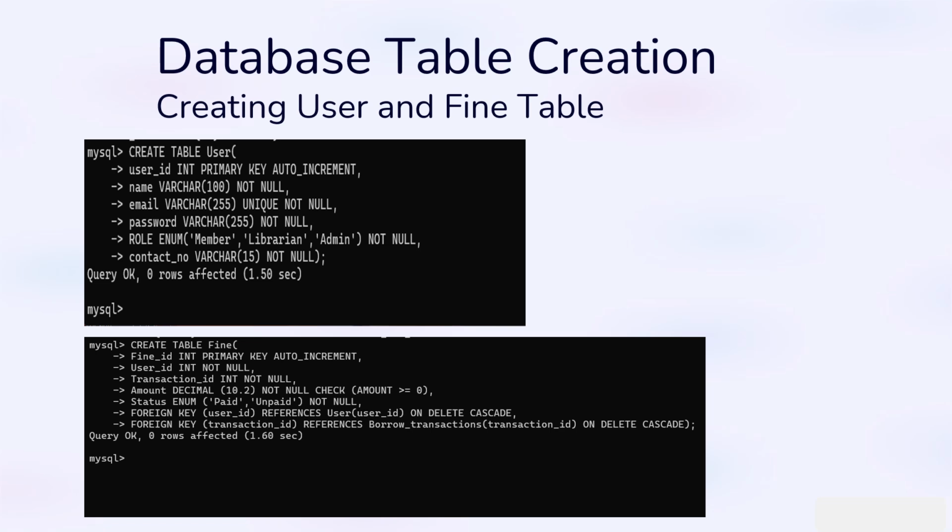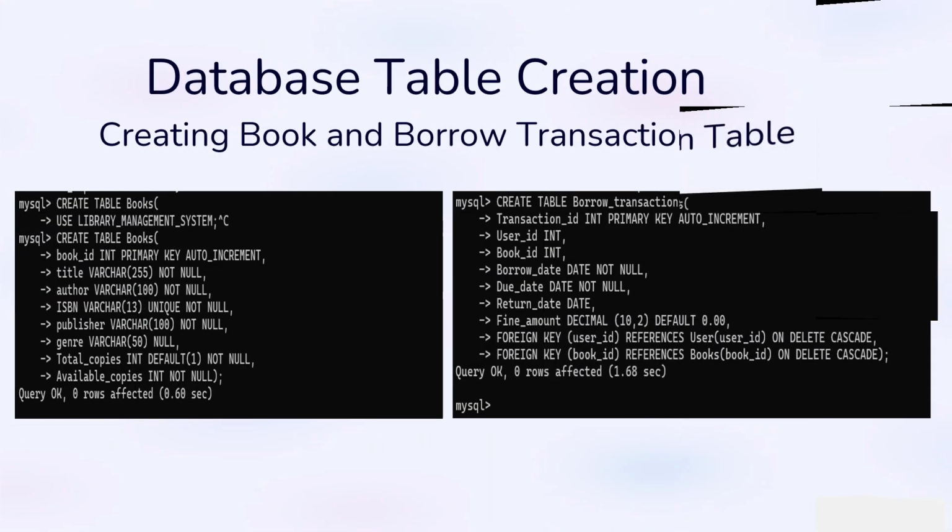Now, in creating a table for user, you have to consider the user ID, the name, the email, the password, the role, and also the contact. Each of these attributes has its own data type. You also go ahead to create the table for book and the borrowing transaction table using the same syntax, where you have CREATE TABLE books, and also CREATE TABLE borrow transactions.